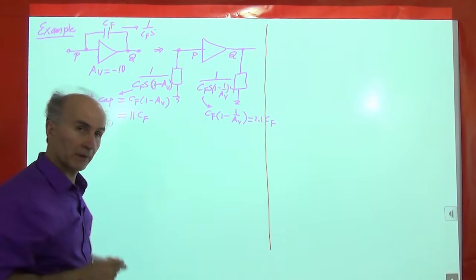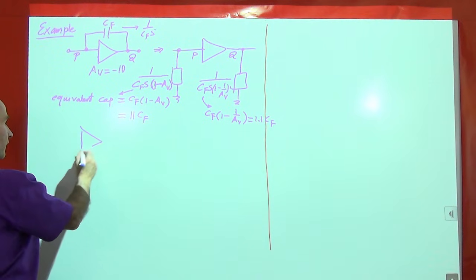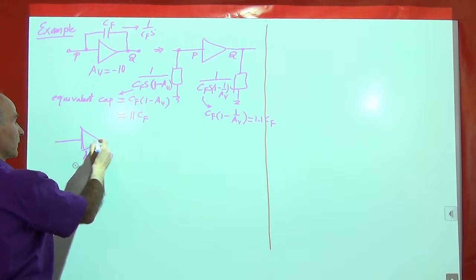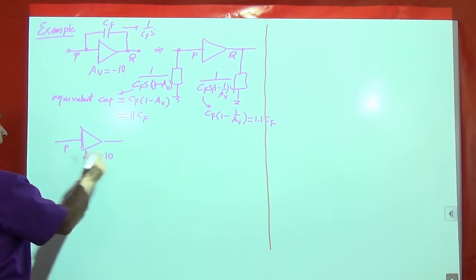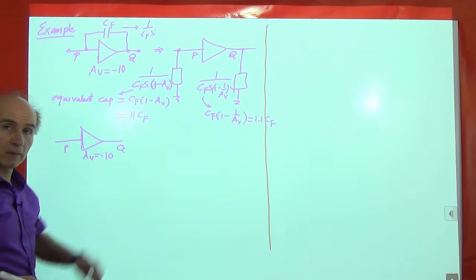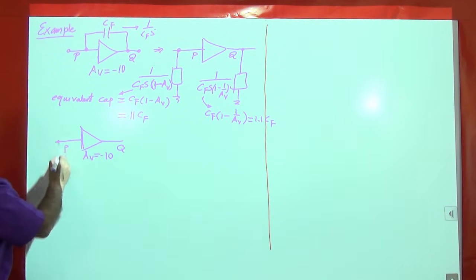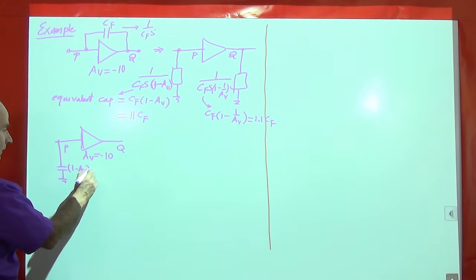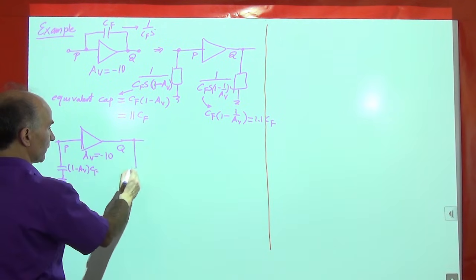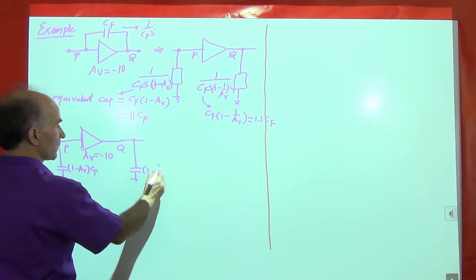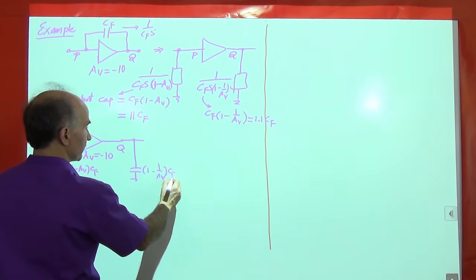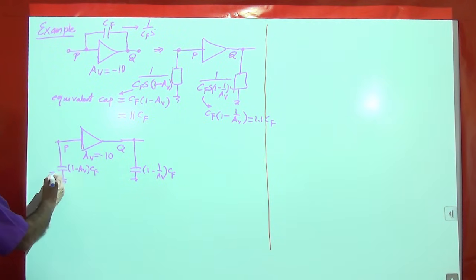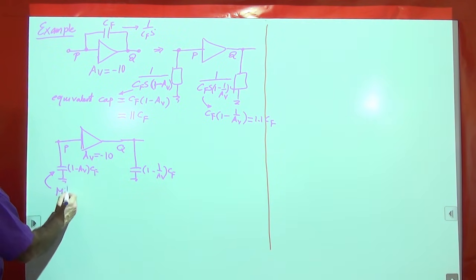Okay, so let's summarize what happened here. We bought an amplifier with a gain of minus 10. So AV is minus 10. We had a capacitor connected between the input and output, P and Q. And then after we applied Miller's theorem, we got a capacitor to ground, which is 1 minus AV times CF. And we got a capacitor from here to ground, which is 1 minus 1 over AV times CF. So this is also what we call Miller effect. So this in particular is called the Miller effect.